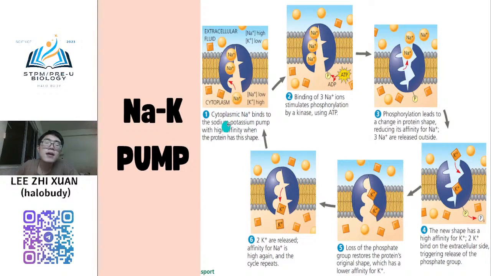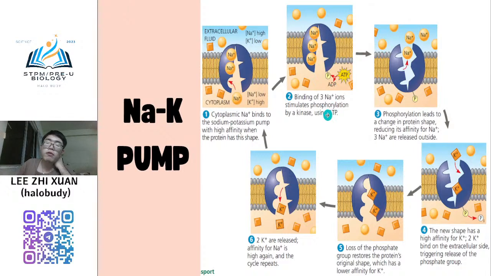So firstly, our sodium ion. When it achieves the condition like this, I already said that active transport is against the concentration gradient. So the sodium ion inside the cell must be very low, and outside the cell must be very high. Right? Okay. So when it achieves this kind of condition, the sodium ion will start to bind to the active site of the carrier protein. Cytoplasmic sodium ion will bind to this sodium potassium carrier protein with high affinity when the protein has this shape. It will change shape like this. After that, the sodium ions will bind to it. All together, 3 sodium ions will bind here.